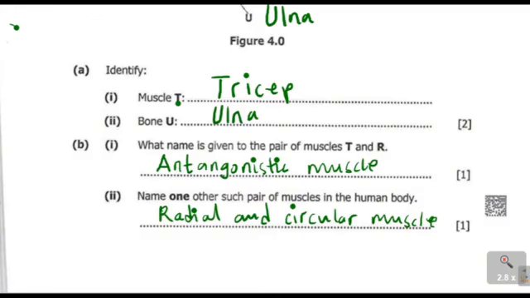The other muscle will contract, the other will relax, depending on the amount of light that is entering the eye. Another example that we can give, we can talk of the longitudinal and the circular muscles in digestion. Okay, so we have answered our question B1.